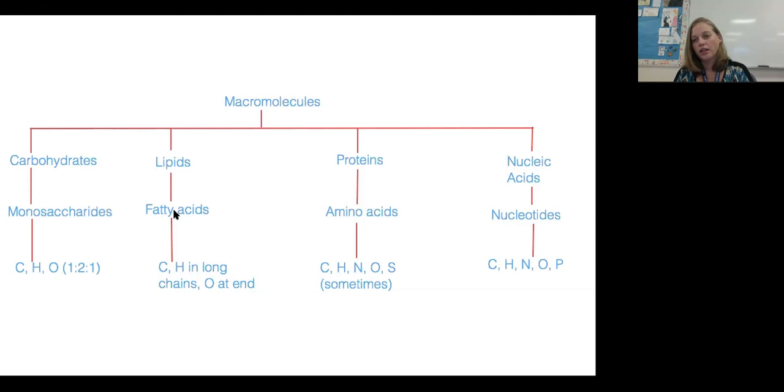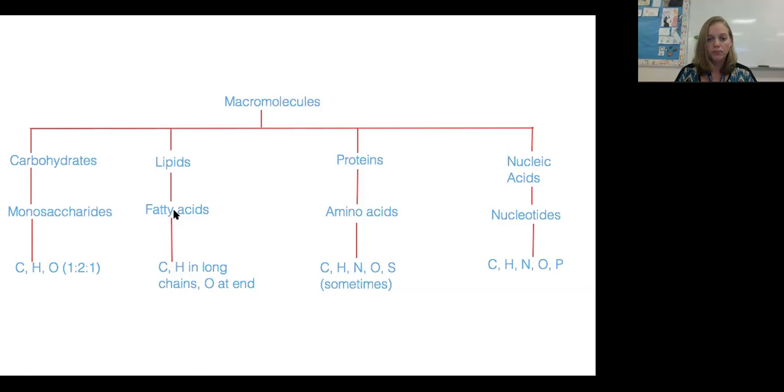Your saturated fats are your animal products. They have no double bonds between the carbons, and they are solids at room temperature. We also had our unsaturated fats, which are considered your healthier fats, and these are plant products. They do have at least one double bond between the carbons, which bends that molecule and makes it a liquid at room temperature.